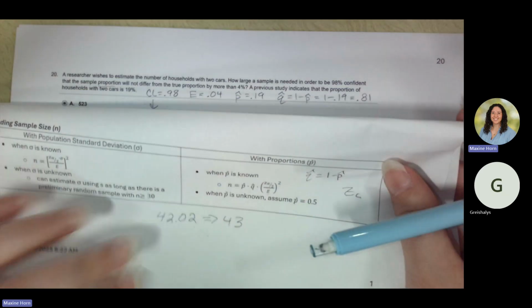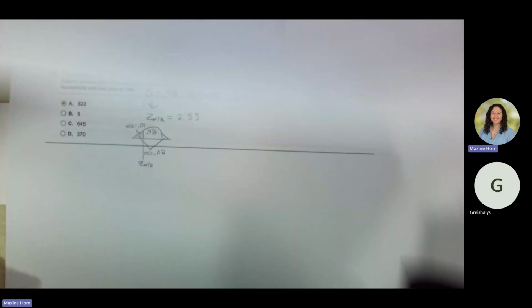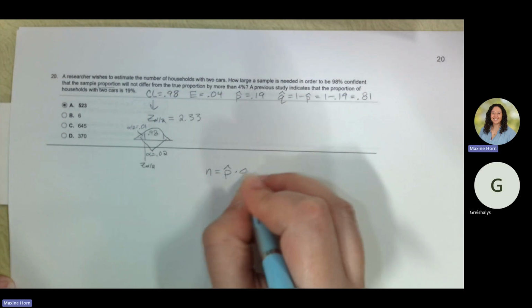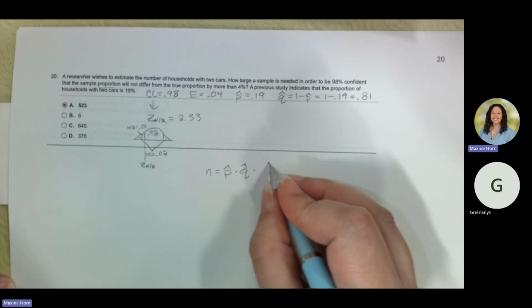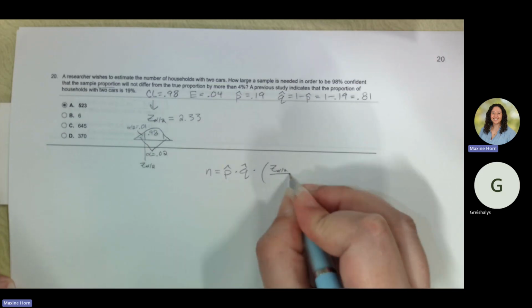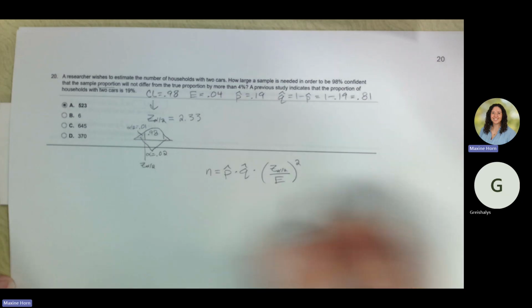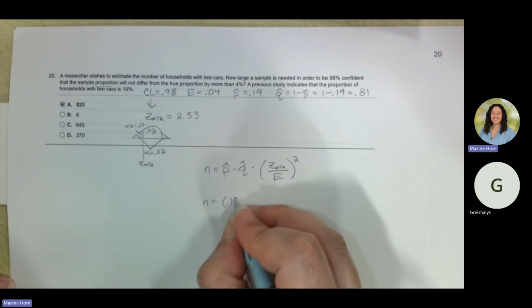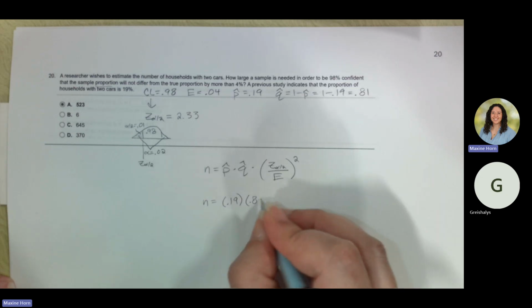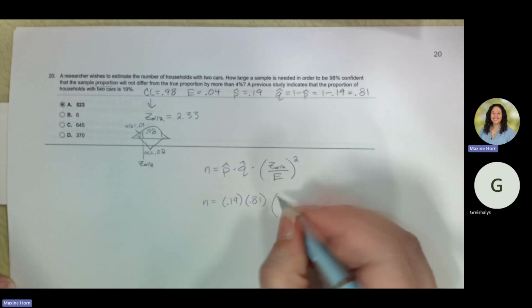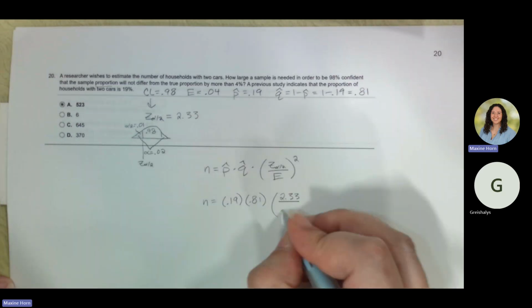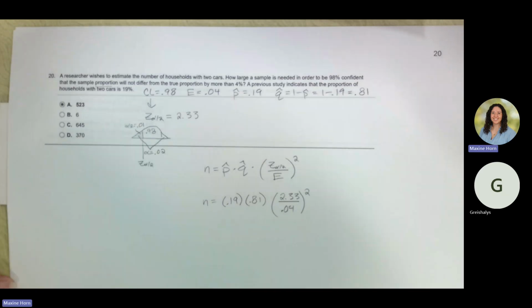We're going to rewrite the formula. I'm just kidding. So, right, we've got our sheet here. We're going to rewrite that formula. So n is equal to p hat times q hat times z alpha halves over our margin of error, squared. Okay, p hat is, I'm going to put these in parentheses just because when I've got a lot of decimals going on, sometimes the decimals and the multiplication symbols can get mixed up. Our z alpha halves was 2.33. Our margin of error was 0.04. And we're squaring that.